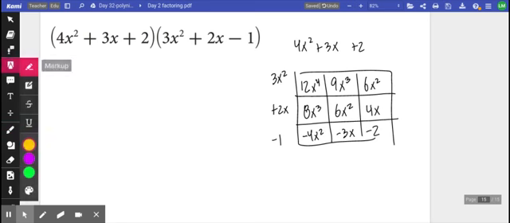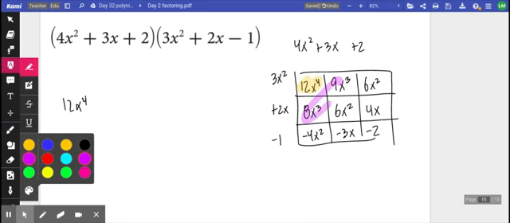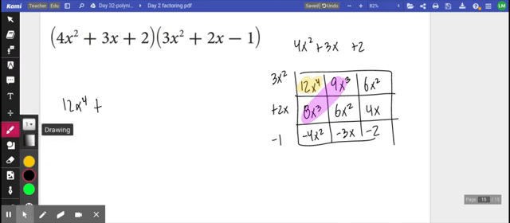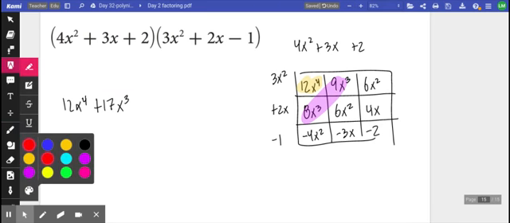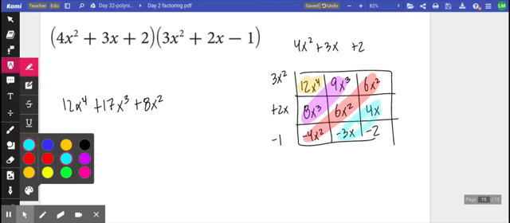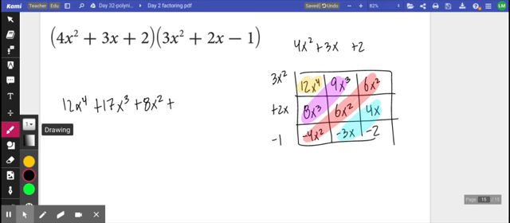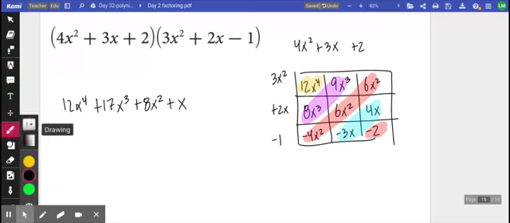All right, at this point we have our pattern here. We have 12x to the fourth. We have 17x to the thirds. We have 6, 6, and negative 4. We're left with 8x squared. We have negative 3x's and 4x's, so I'm just left with plus 1x or plus x. And then my last lonesome negative 2 here.